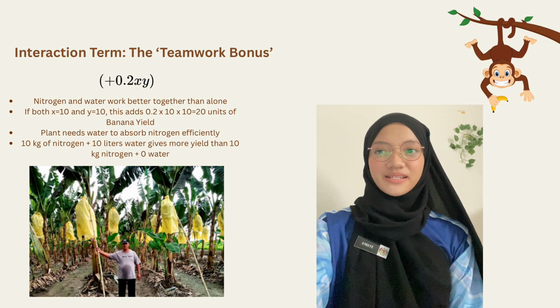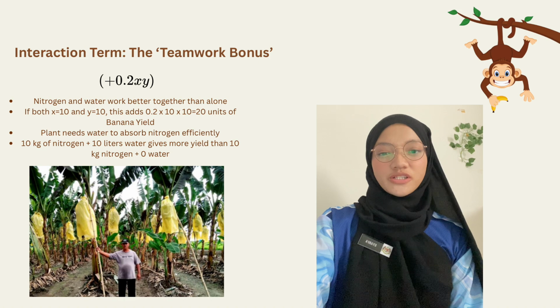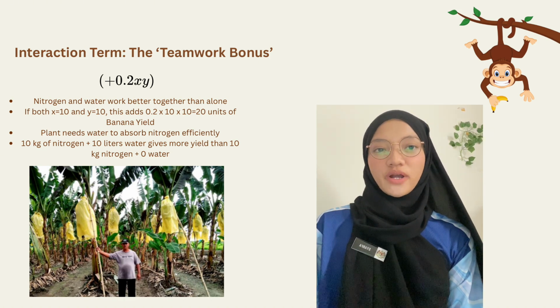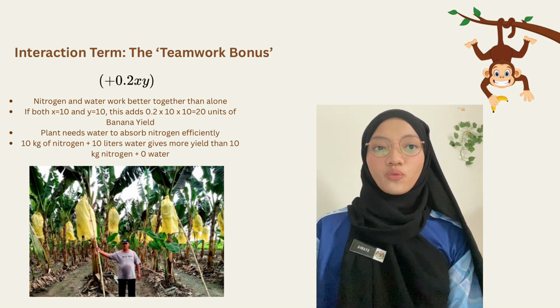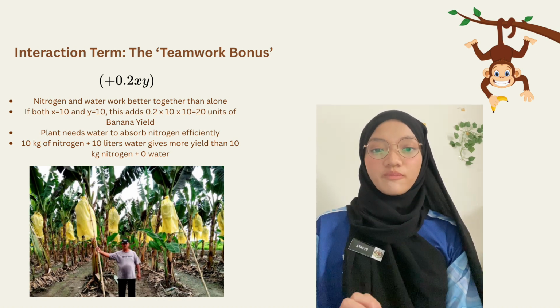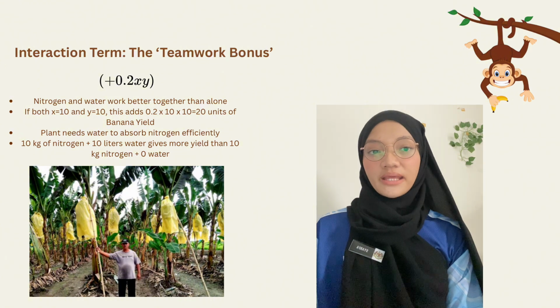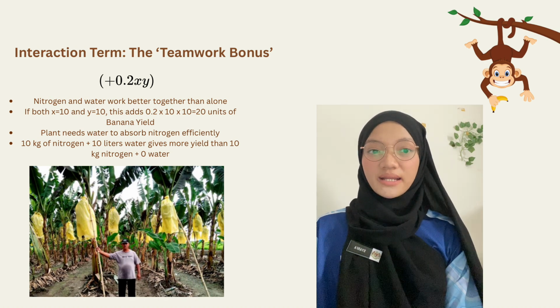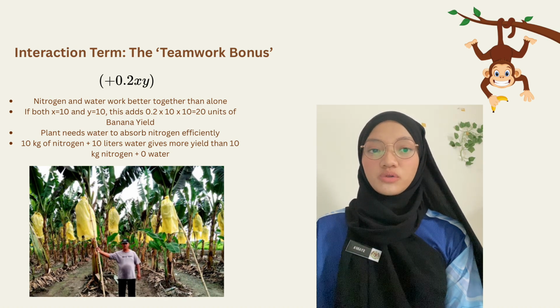Next is the interaction term, which is what we call the teamwork bonus. The term plus 0.2xy tells us that nitrogen and water work better together than they do alone. For example, if both nitrogen and water are at 10 units, we get 0.2 times 10 times 10, which gives us 20 extra units of banana yield just from the synergy between the two.